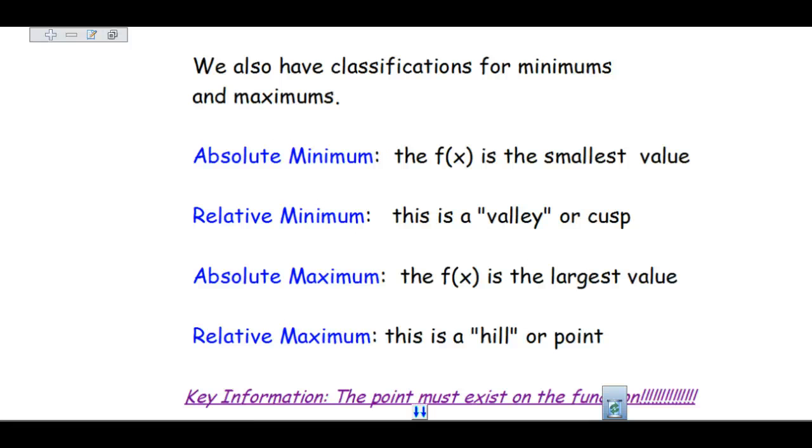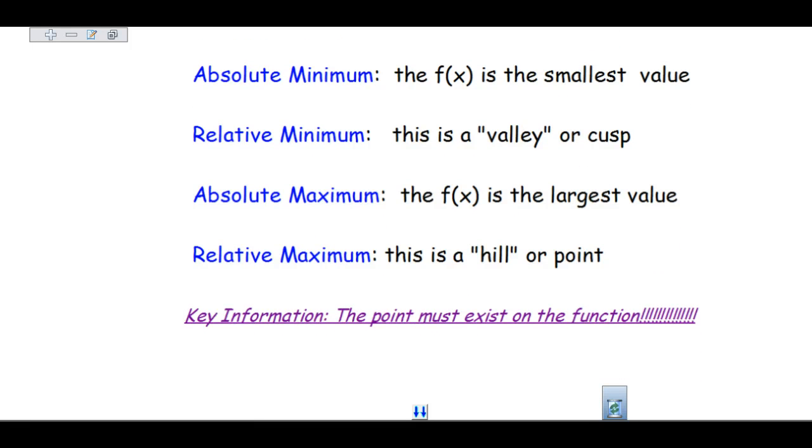All right, so then besides relative mins or maxes, we have two other labels for mins and maxes. They are absolute minimums or maximums. The absolute minimum, pardon me, has a special meaning. It is the smallest y value on f of x. So it's the absolute lowest point.